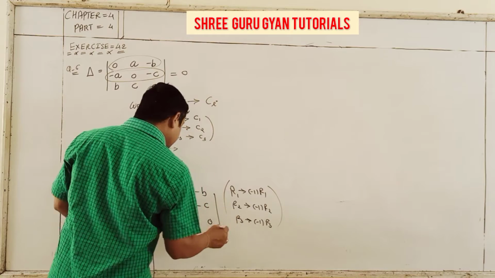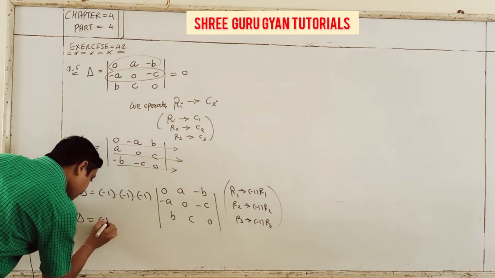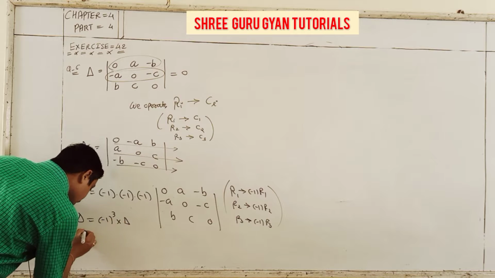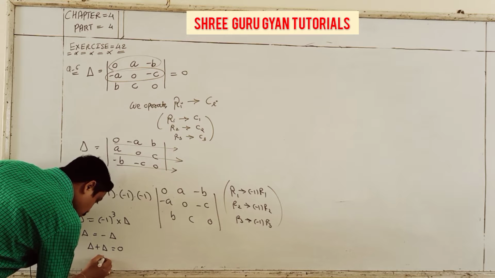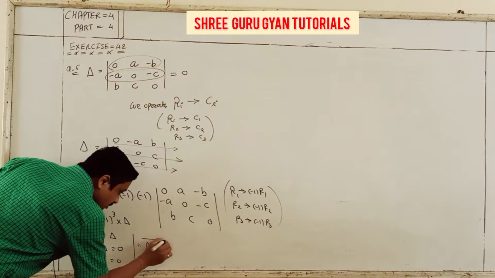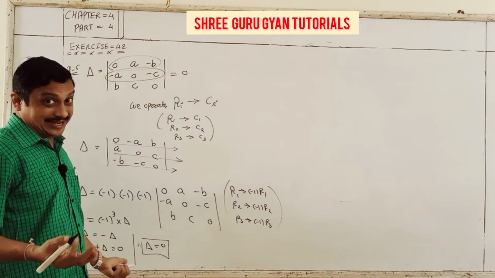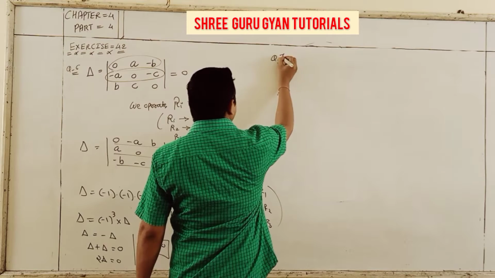You will check, this is your original del and that is your minus 1 cube into del. In short, del is equal to minus del. So del plus del, 2 del, in short del is equal to 0. Without any expanding, I just proved it in a very simple and easy way.